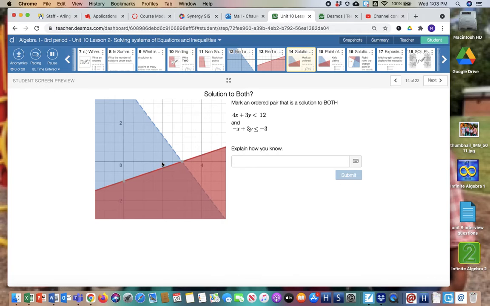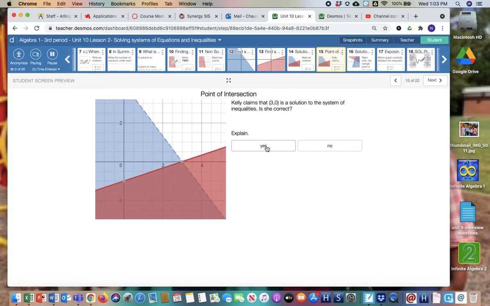So how about 2, negative 2? The point would be right here, and that would be in both the shaded regions. So how about 2, negative 2? Okay. And why would that be? It would be because it is a solution for both shaded regions. Okay? So it would be for both of them.